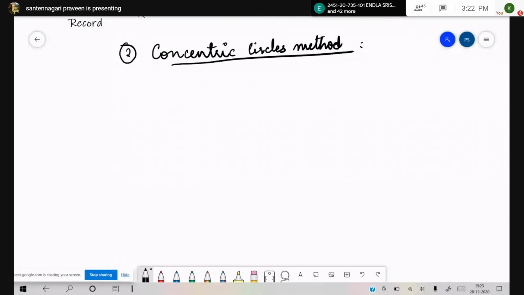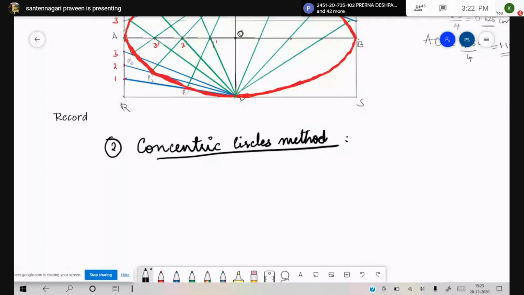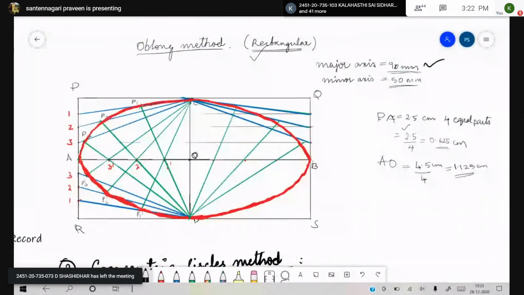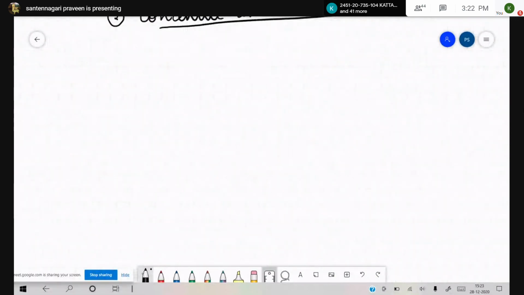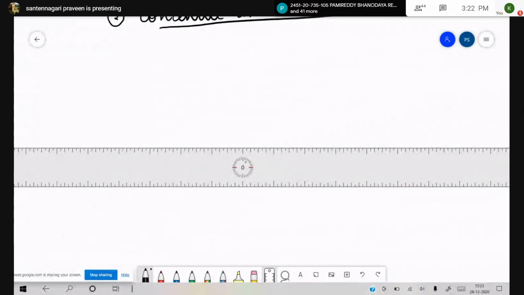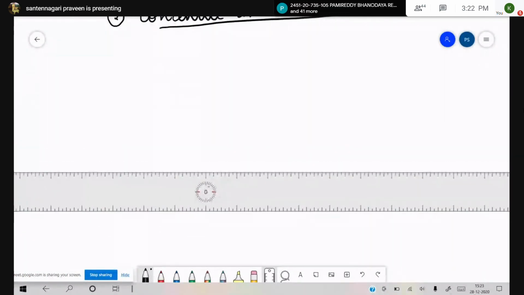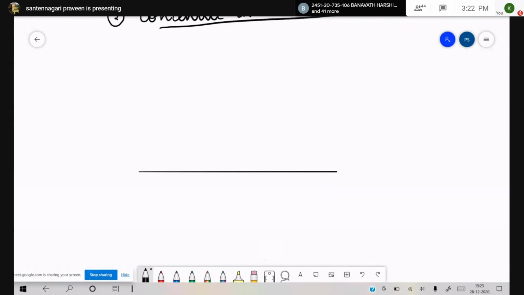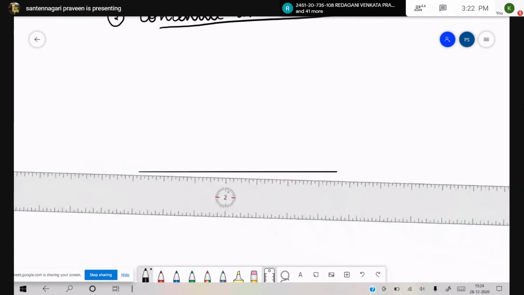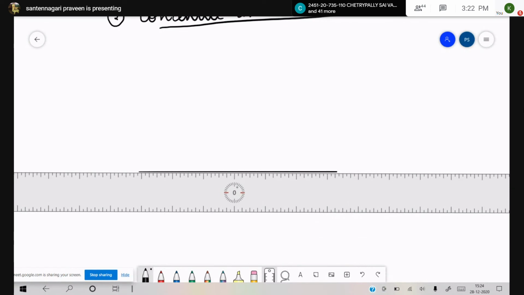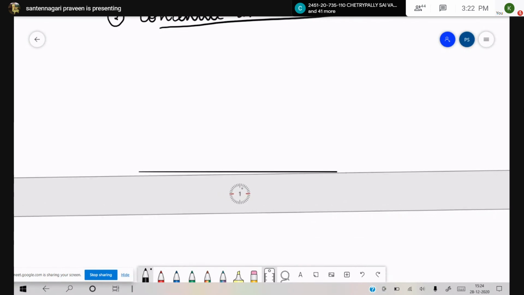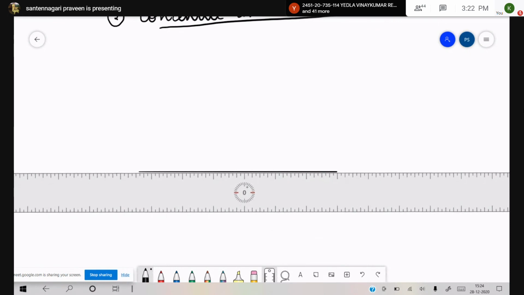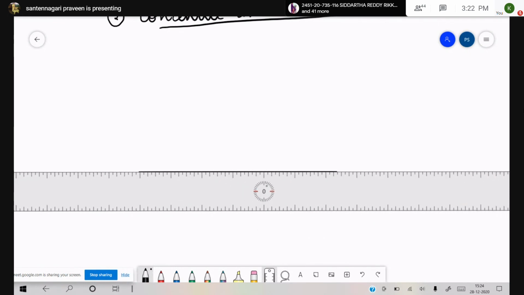So concentric circles with the same measurements of given major axis of 90 mm and minor axis of 50 mm. So first draw your measurements. Draw your major axis first. Next, mark the center. We'll change the measurements here for our comfort. 1, 2, 3, 4, 5, 6.